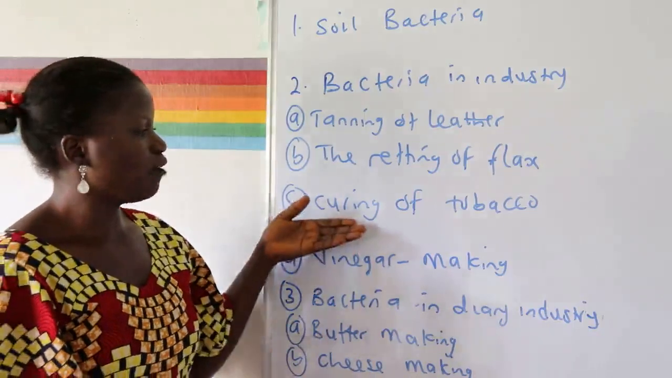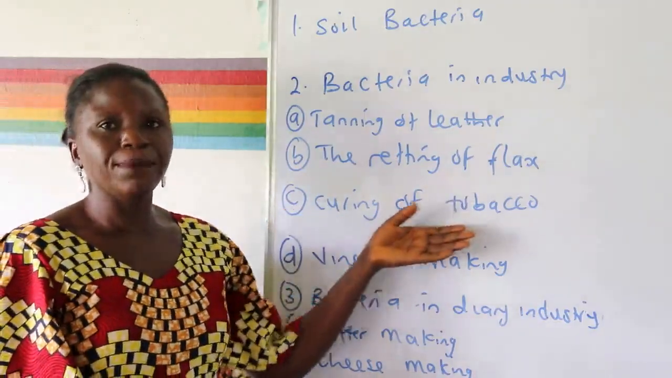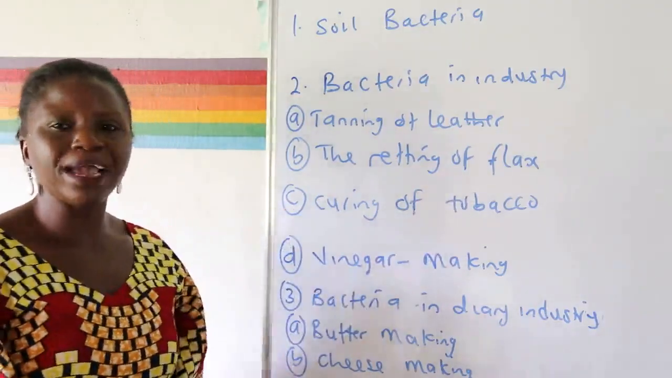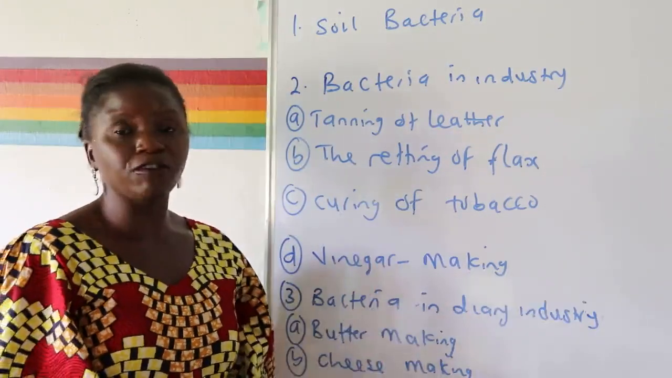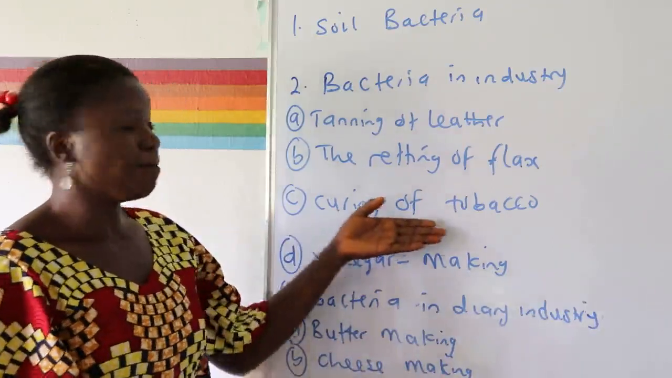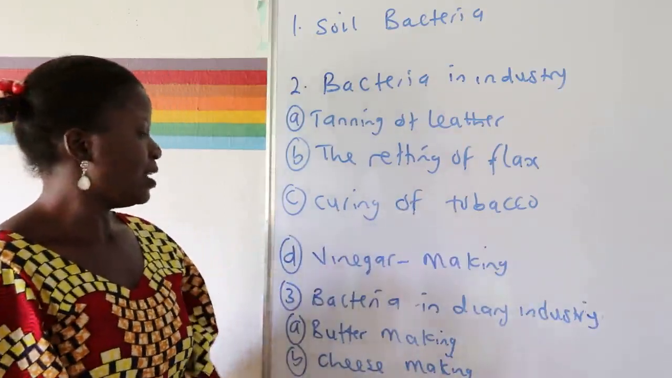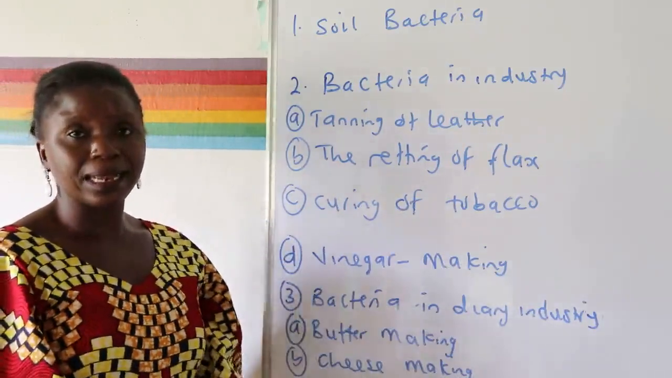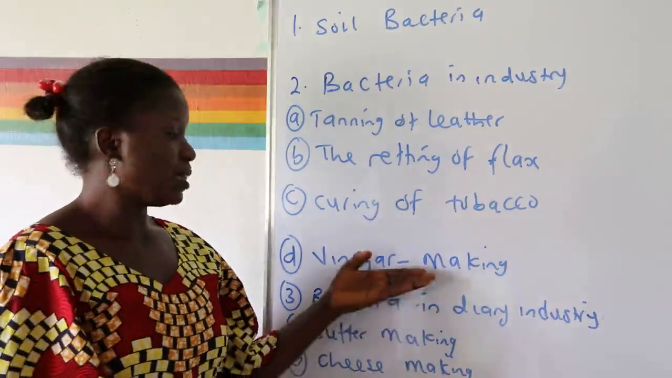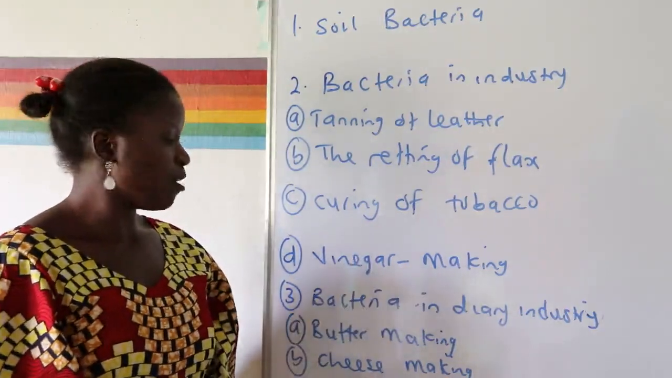Then number 3, we have curing of tobacco. Bacteria is used to ferment tobacco, and that's why tobacco brings out different flavors from the decomposition of the tobacco by bacteria. And then the next one we have is vinegar making. Yeast, as an example of a microorganism, is very essential in the production of vinegar.